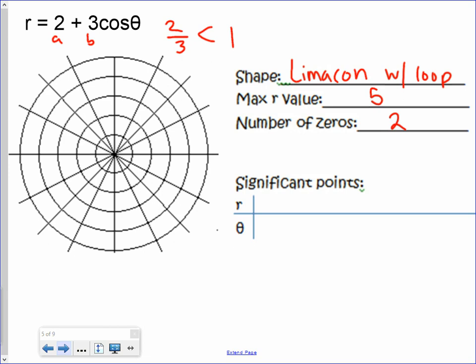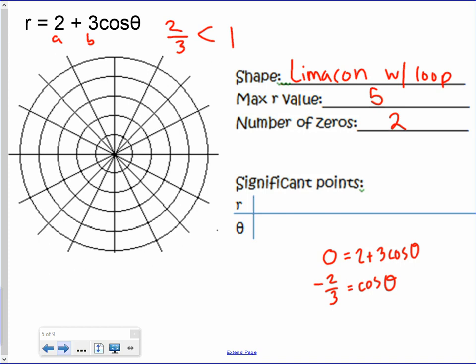Notice there's something missing here from yesterday. After we said the number of zeros, what would we have done yesterday? Find the zeros. Okay, I'm going to show you why you don't have to do that today. If I were to find the zeros here, I would do 0 equals 2 plus 3 cosine theta. I would subtract 2 and divide by 3. So I have negative 2/3 equals cosine theta. And then I would have to think about what angles have cosines of negative 2/3.